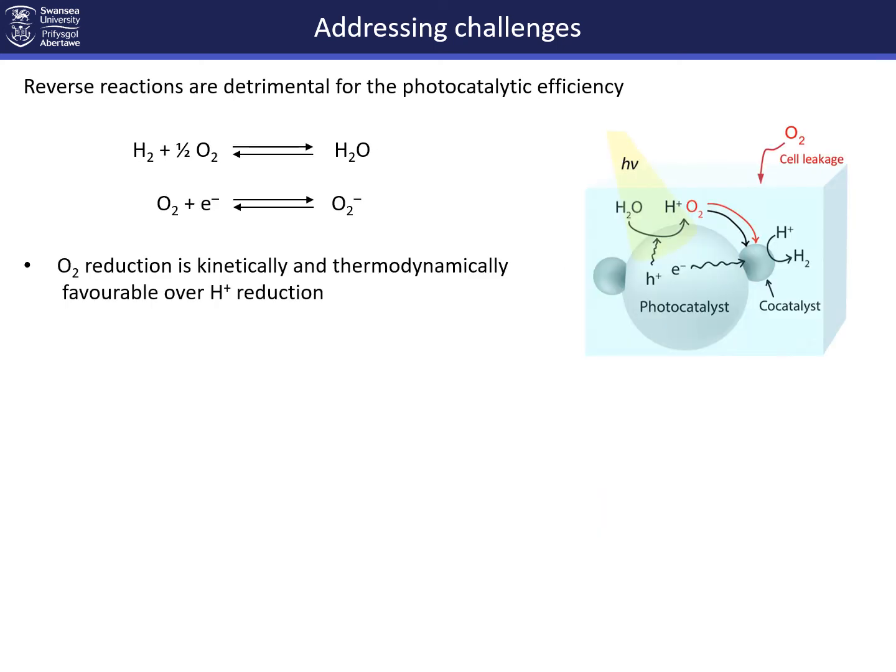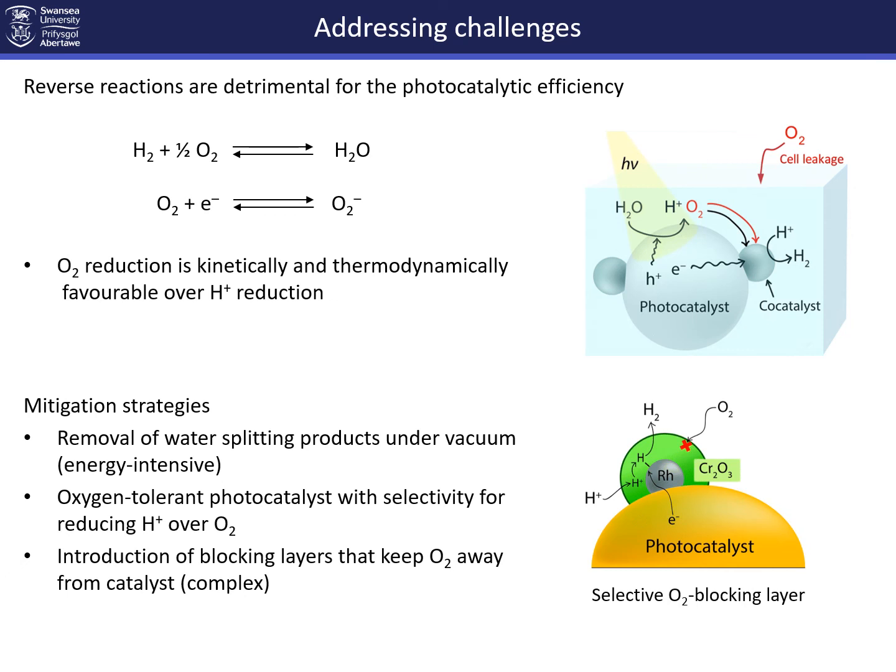And finally, the last issue, as I said, is the reverse reactions. If you split water and form hydrogen and oxygen in the same compartment, you obviously have the chance that these recombine, so you just form water again, or oxygen is directly reduced on your cathode to form O2-, taking away electrons and potentially also destroying the catalyst. That is a problem because oxygen reduction is very easy, kinetically and thermodynamically, and so this is a huge competition in photocatalysis. There are a few things you can do to prevent this.